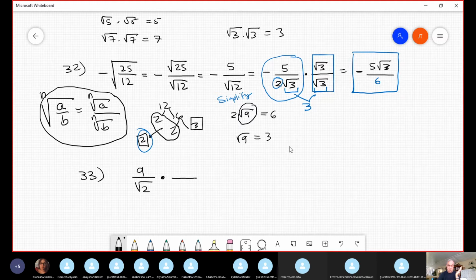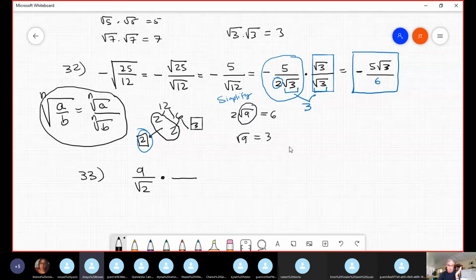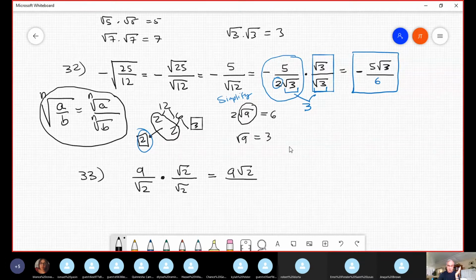Radical 2 over radical 2. Exactly. Radical 2, radical 2. So in the top we have 9 radical 2, no? In the bottom, what number do we have? The new multiplication, radical 2 times radical 2. We got 2.